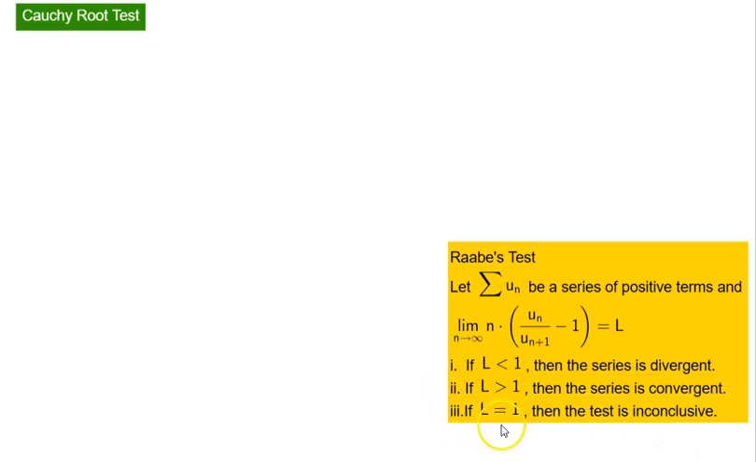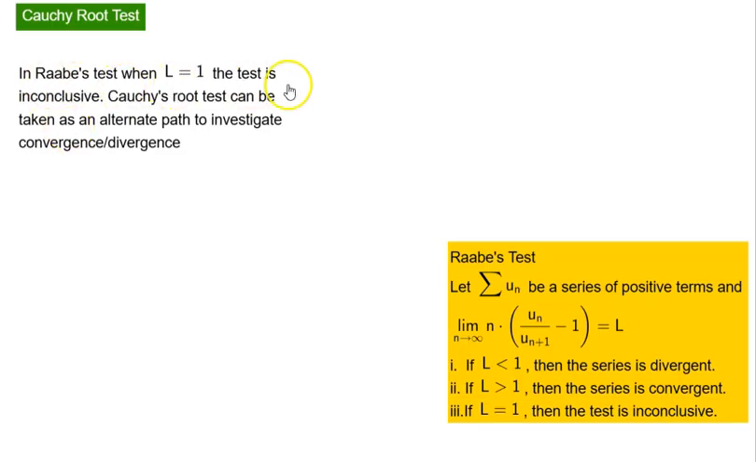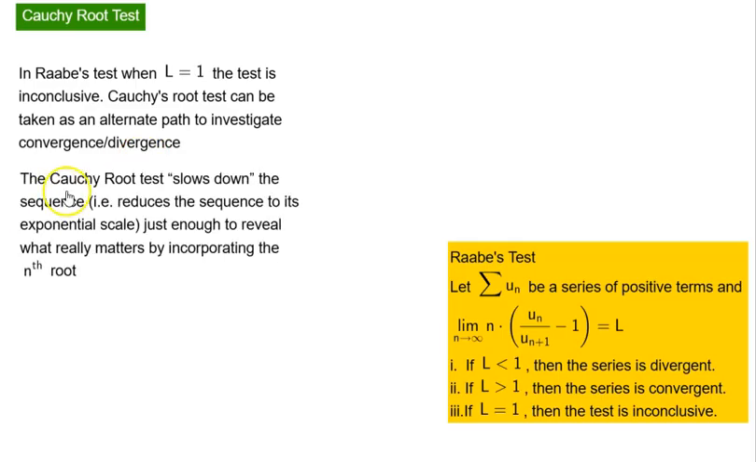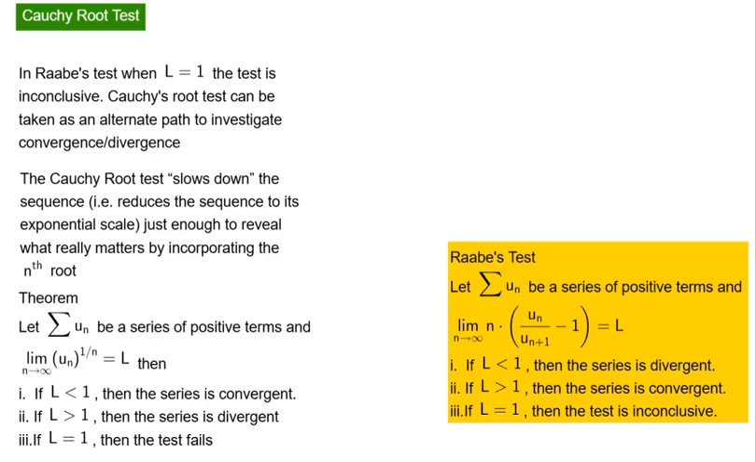So this is where Cauchy's root test comes into the picture. When L equals 1, Raabe's test fails. Then we come to Cauchy's root test. So in Raabe's test, when L equals 1, the test is inconclusive. Cauchy's root test can be taken as an alternate path to investigate convergence or divergence. Basically, Cauchy's root test slows down the sequence, that is, reduces the sequence to its exponential scale just enough to reveal what really matters by incorporating the nth root. So what does Cauchy's root test say?